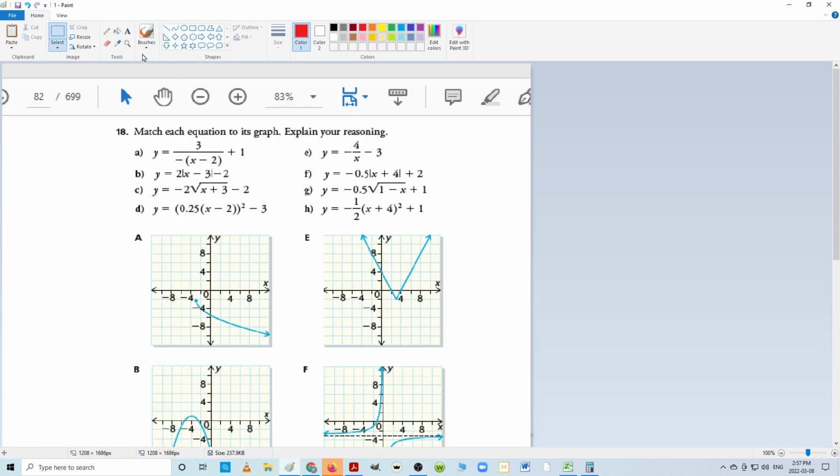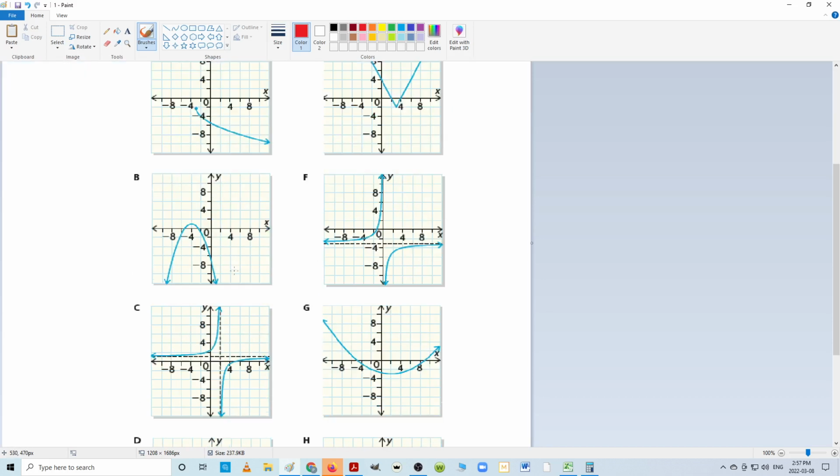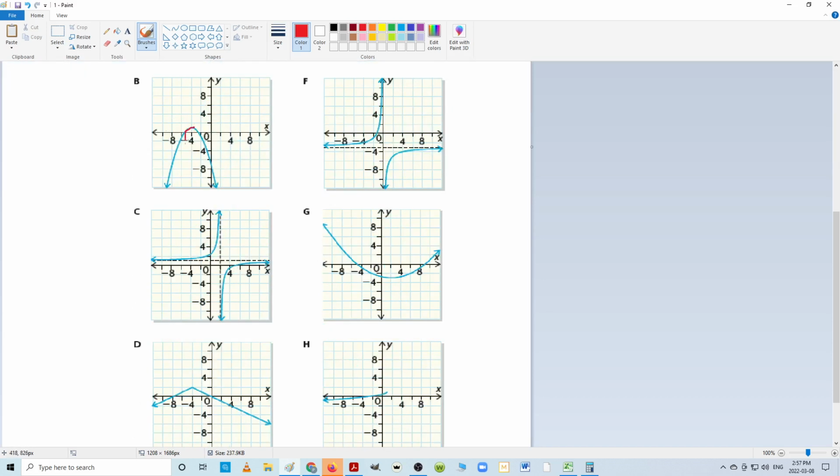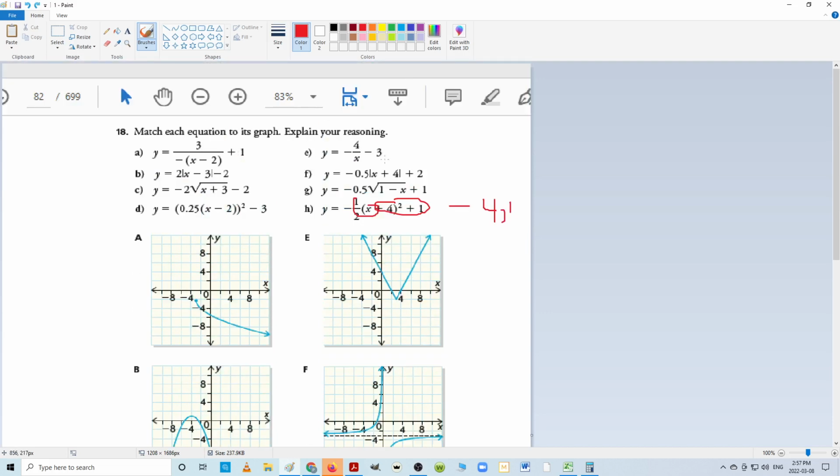Okay, so if we look at this one, that's a 1 over x, and that's a 1 over x, and that's an absolute value, and that's an absolute value, that's a square root, and that's a square root, and that's a parabola, and that's a parabola. Let's focus on the parabolas, because this will have a vertex of minus 4, comma 1, and it'll be facing down. Minus 4, comma 1, facing down. So right away I can go b, and this one will have a vertex of 2, comma minus 3, and facing up.